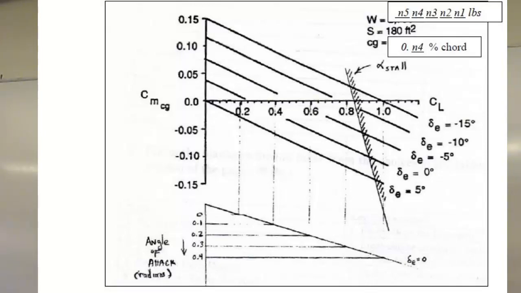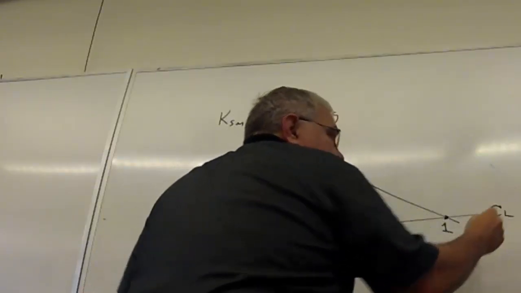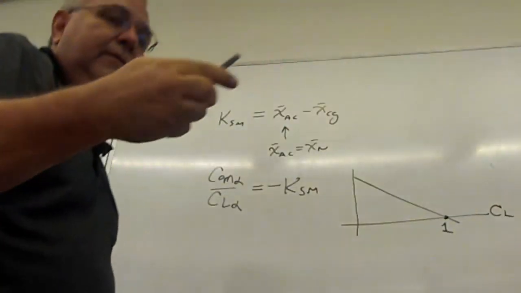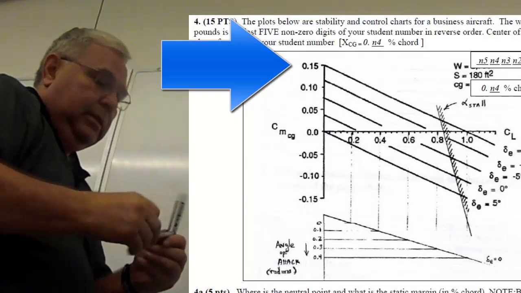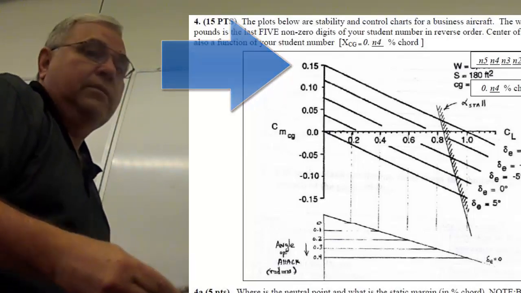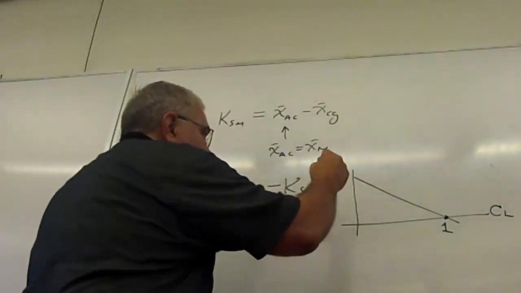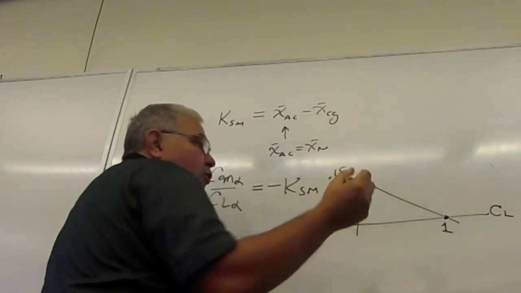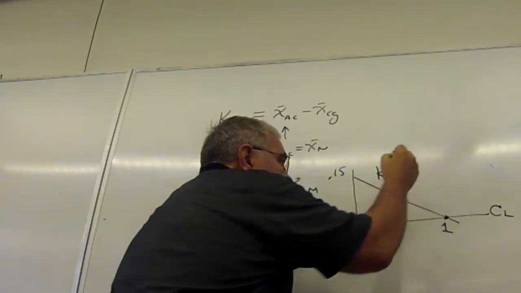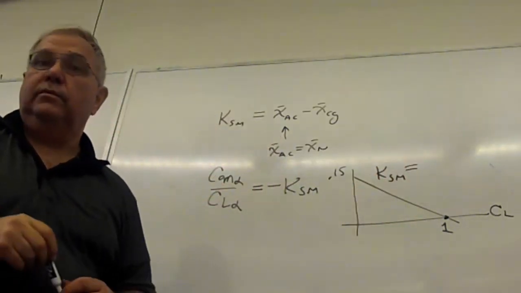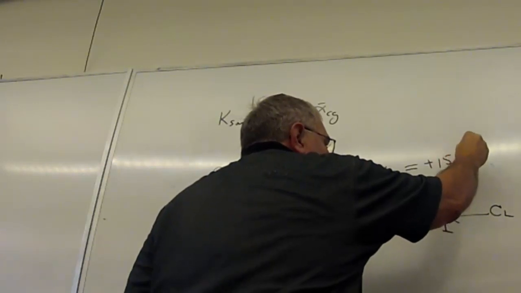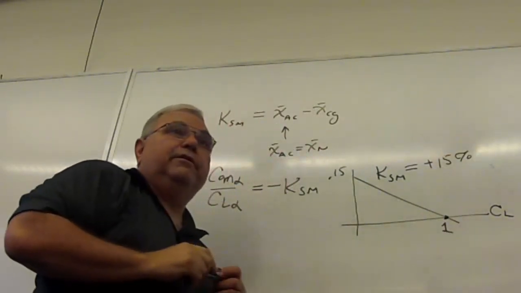You might as well pick the one that goes to CL equals 1. So if you can focus over there on the plot that goes to CL equals 1 on the diagram on the board, I'm right there. So I come up and I see 15. So this is 0.15, and I know immediately that my KSM is equal to what? Is equal to minus 0.15 is the slope of the curve. 15% or 0.15, right? The 15% static margin.